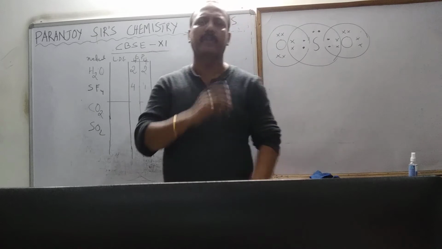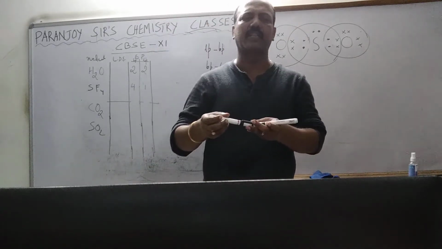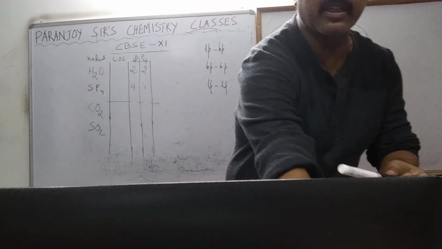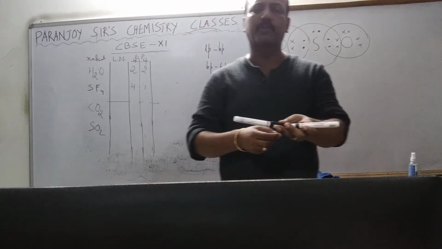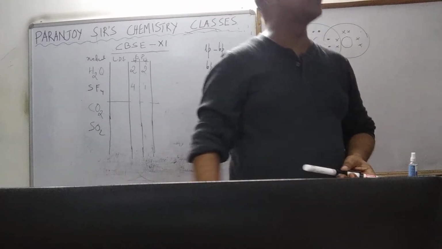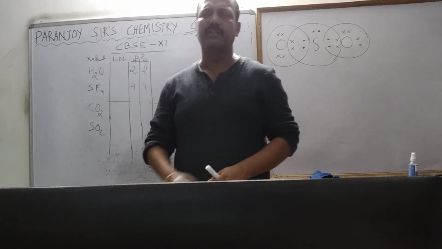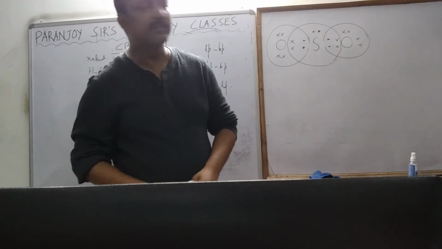Okay, that means 3 pairs. If 3 pairs are there, what is the shape? You tell me. You already know it. If 3 pairs are there, what is the shape? Tell me. Yes?